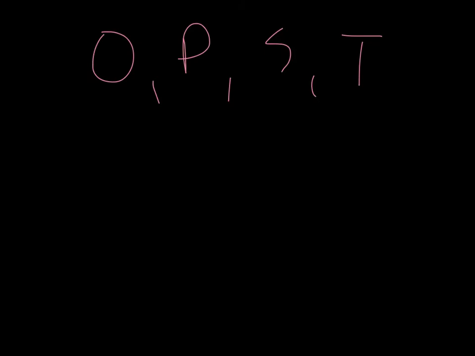So let's talk about the number of permutations possible for the letters O, P, S, and T. If we were going to pick our first letter, we're going to pick any one of those four letters, so we have four options available. We could choose O, we could choose P, we could choose S, and we could choose T. Once we picked one of those letters, let's say we picked P, take that out. Now I have three choices available for my second letter, because I have O, S, and T available.